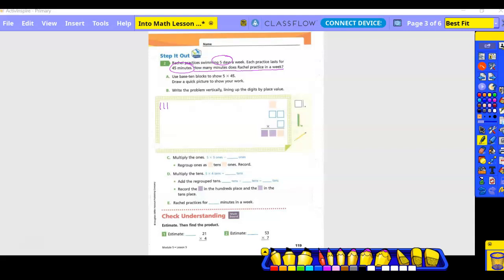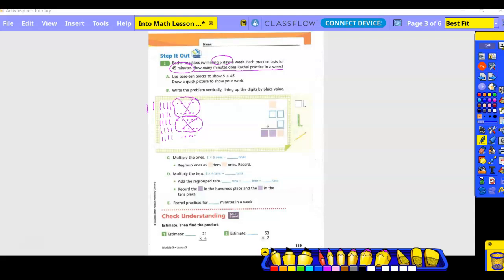4 longs, right? And 5 small cubes, correct? Okay, and I have to draw that how many times? 5 times. Okay, so in order for us to regroup, we have to have how many in a group? 10, right? Okay, so we're going to circle 5, mark it off, and draw another long. Okay, I have another group of 5 and 5 here, so mark it off, draw another long.